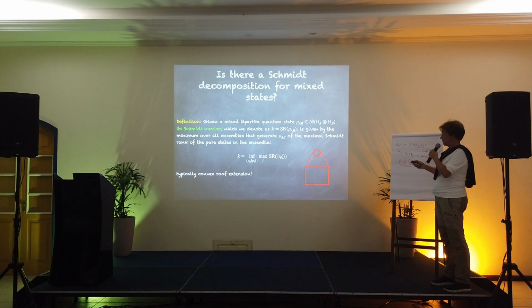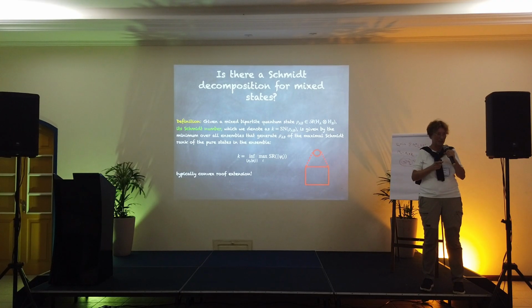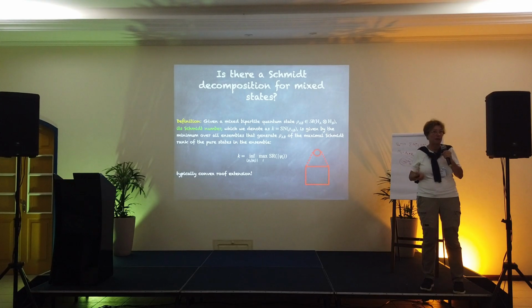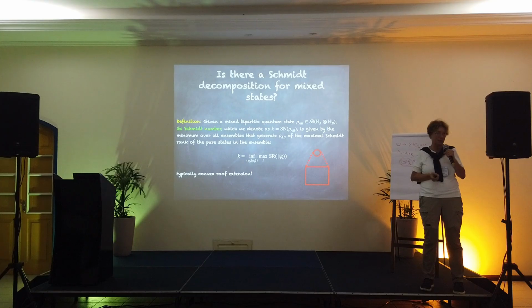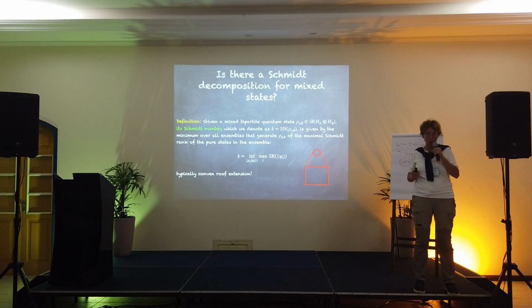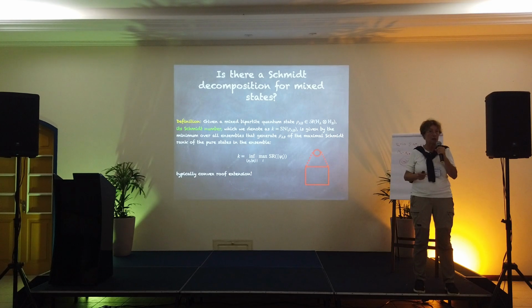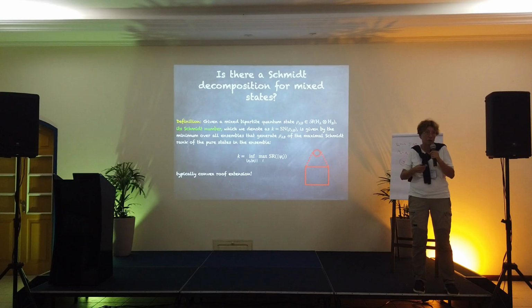We denote by K the Schmidt number of rho AB if it's the minimum, over all the ensembles that generate rho AB, of the maximal Schmidt rank of the pure states in the ensemble. Let's see what it means. I have a density matrix, and there are many ensembles that realize this density matrix. Now I want to say how much entanglement I have in this density matrix. So I will look over all possible ensembles and take the infimum, with the maximum in each.